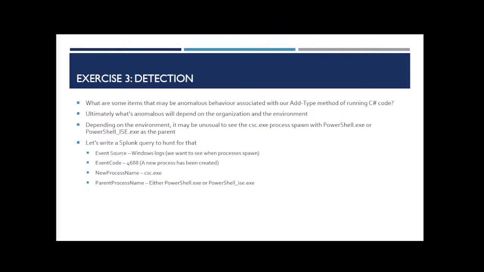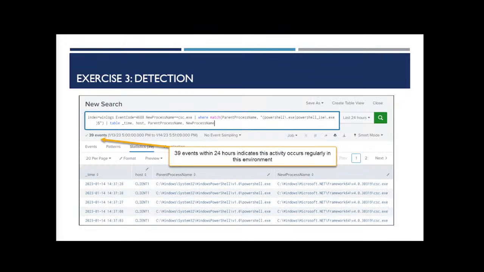So we're going to write a Splunk query that's going to hunt for events where PowerShell or PowerShell ISE spawns csc.exe. So our logic is as such. The event source is going to come from our Windows logs. We're going to look for the event code 4688, which is that a new process has been created. And the new process name is going to be csc.exe. And the parent process is PowerShell or PowerShell ISE.